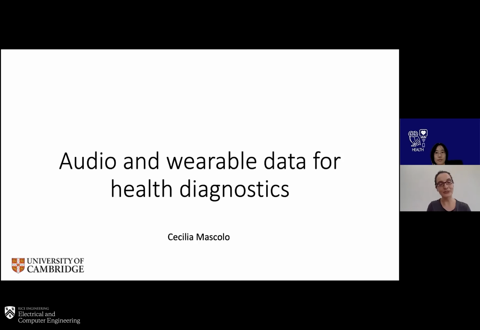So in this talk, first of all, I would like to talk about our experience in using wearable devices and devices we carry, such as mobile phones, to gather data for health monitoring and diagnostics. The first thing I want to do is give you an idea of the things I've been working on in the last few years, and then I will concentrate on a recent project that is related to audio data diagnosis.